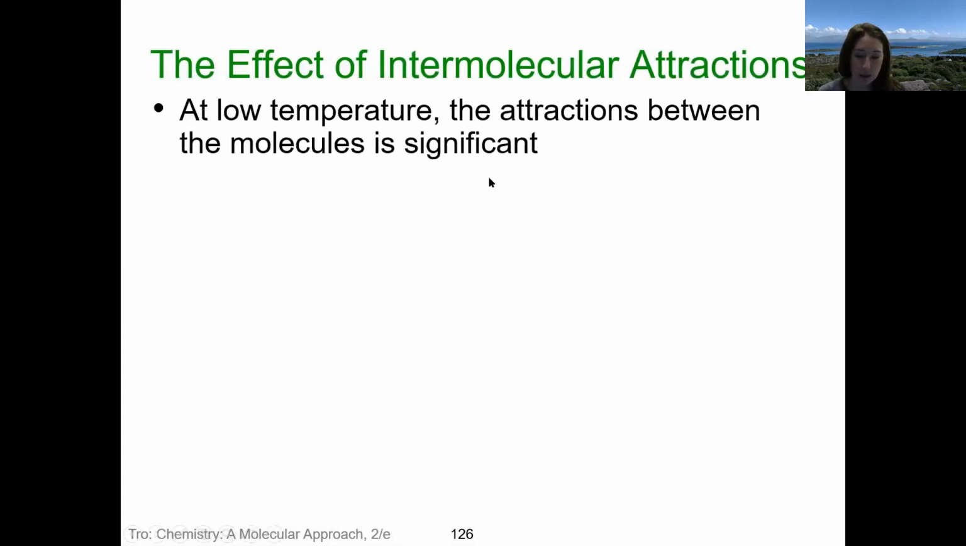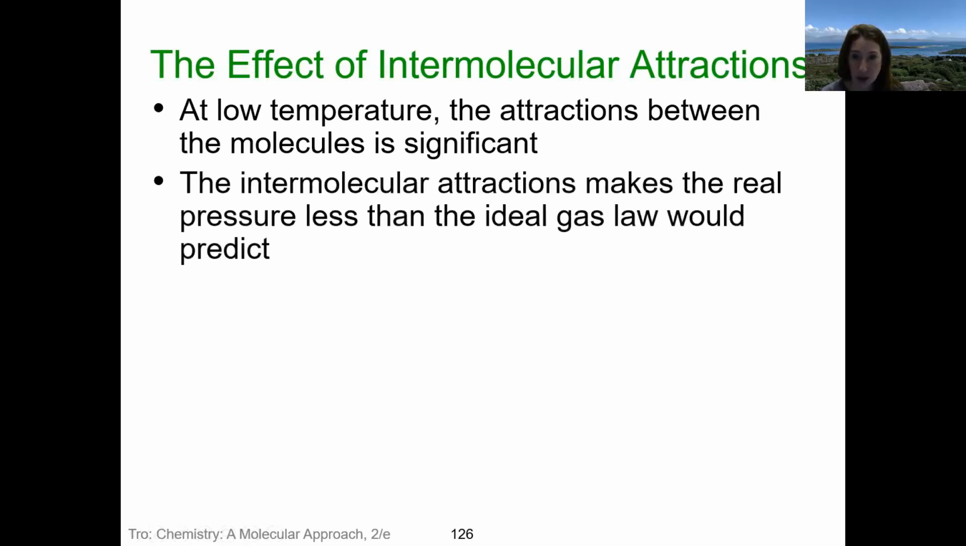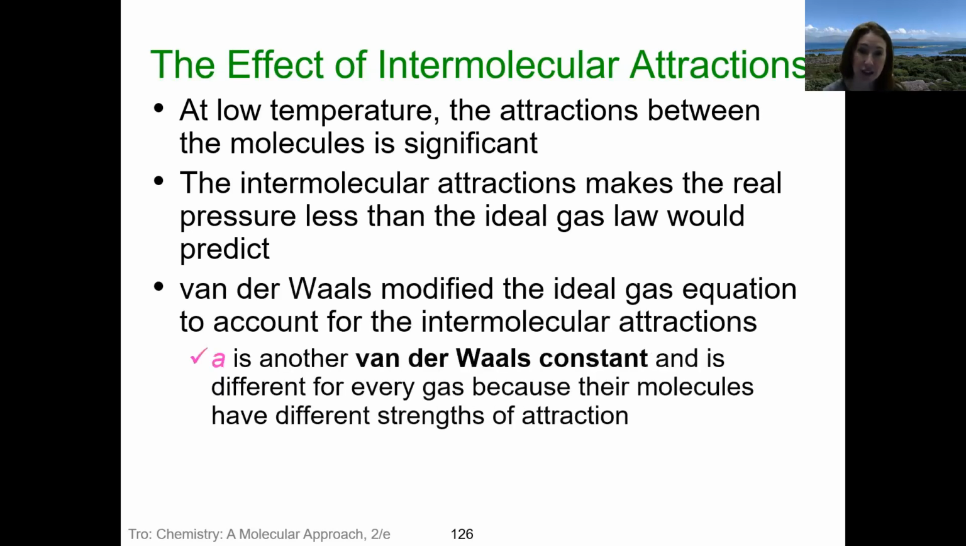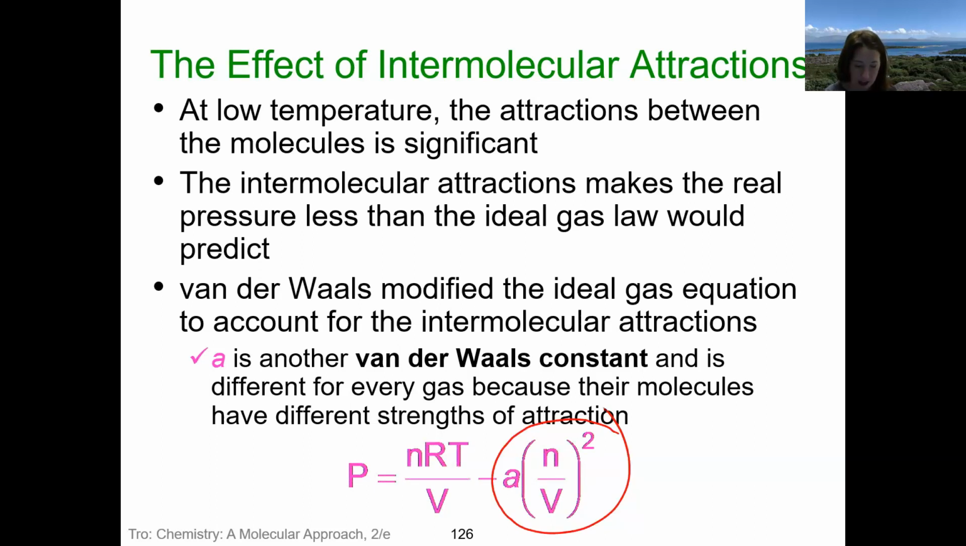So he said at low temperature, the attraction between the molecules is significant. There are intermolecular forces at lower temperatures. And so they make the real pressure less than the ideal gas law says. And so he figured out another constant to actually account for this attraction. And here it is, A. So when we combine all these together, we get a very not fun equation to do.